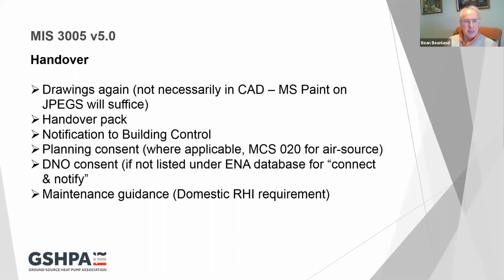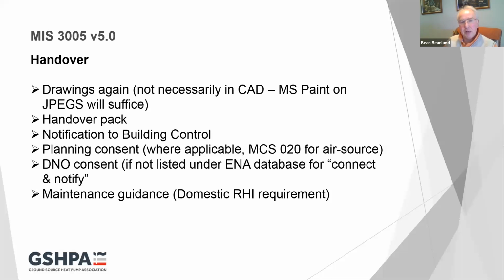The spreadsheet in the database sets out pretty clearly when devices enjoy Connect and Notify status, and when it is still a requirement to get prior consent to connect to the network. And that one is really, really important, because it's the homeowner that's exposed at the end of the day.